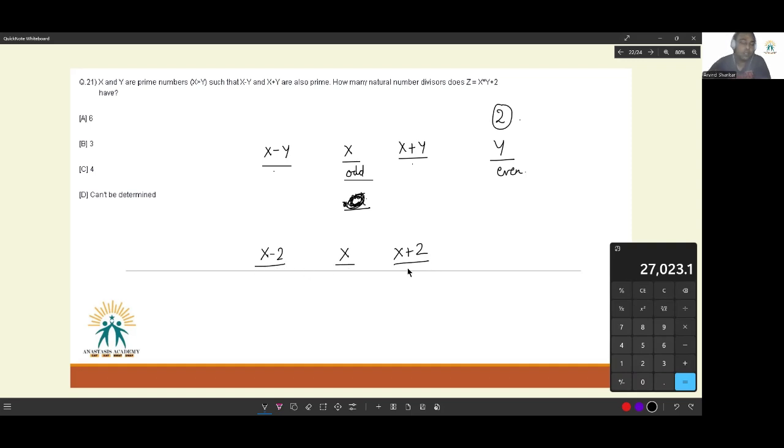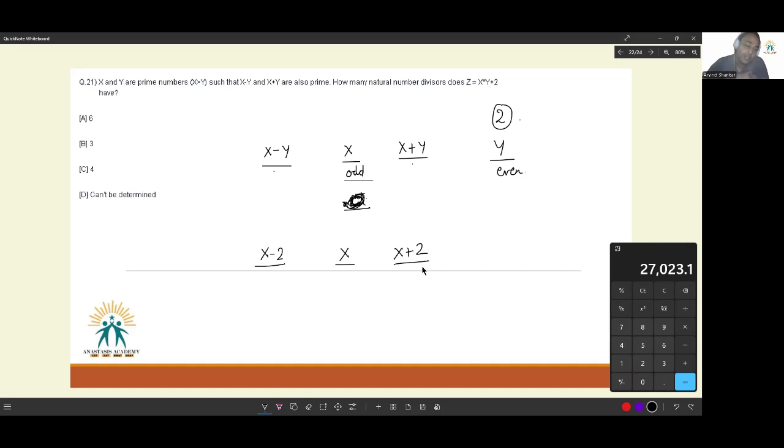Look at these 3 numbers. These three numbers are in AP. Their common difference is 2. So all 3 of them have to be prime. How can they be prime? Because if you pay attention, these are 3 consecutive odd numbers. And if you pick up any 3 consecutive odd numbers, every group will have at least one multiple of 3. So how can they be prime?